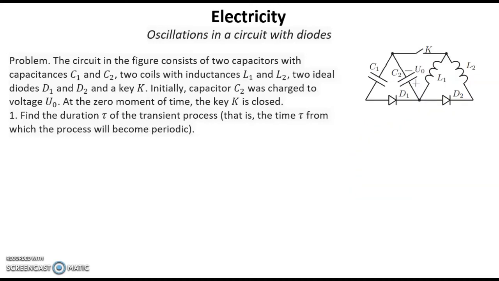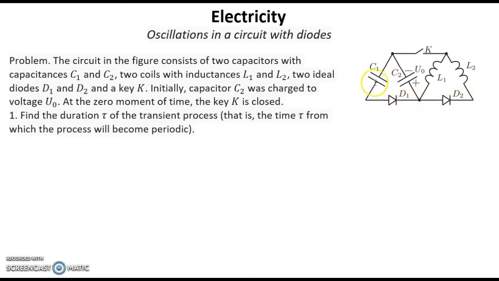First question. Find the duration tau of the transient process, that is, the time tau from which the process will become periodic. So first, what happens when we close this key? Now current can go through this key, and because we have positive here and negative here, current can go through this coil and through this coil. So this diode we can exclude like a regular wire and put a regular wire here.